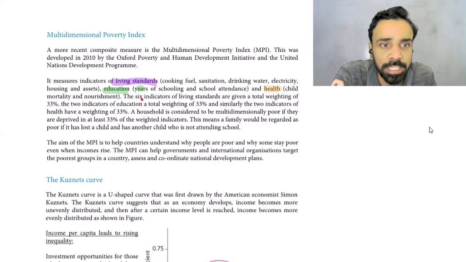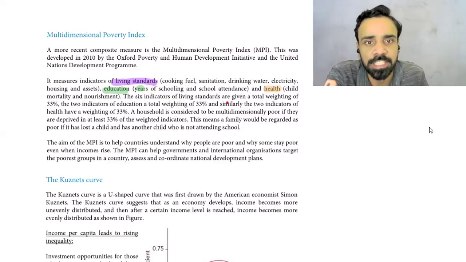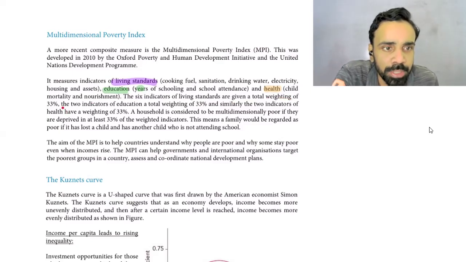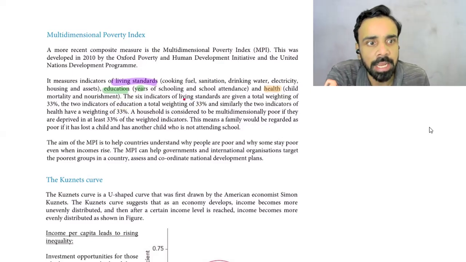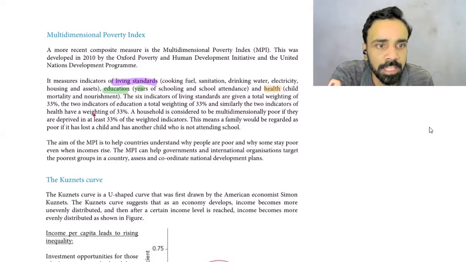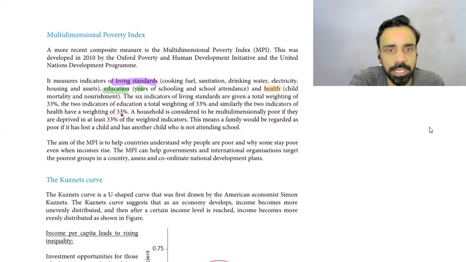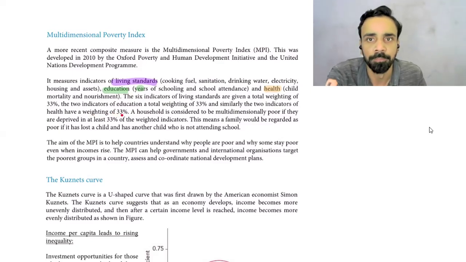Okay, so now the indicators, the sixth indicator. Here we have one, two, three, and we will go into further details. So the six indicators of living standards are given a total weight of 33%. The two indicators of education have 33%, and then the two indicators of healthcare are given 33%. So basically, this is what's going on, right?